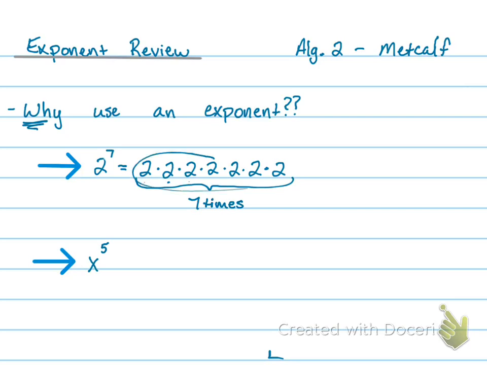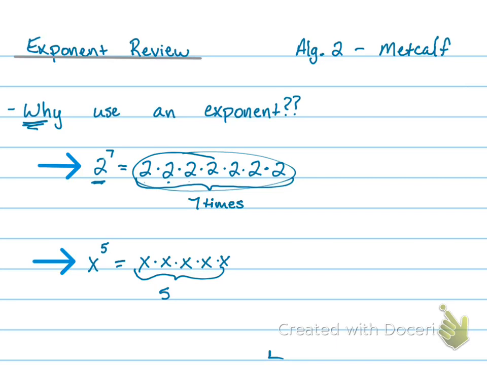Okay, so instead of writing out all that right there, we can say, all right, you know what? The short way to write this, if I fully understand what an exponent means, is 2 to the 7th power. It's the same thing for x to the 5th, so a variable to the 5th power. You got x times x times x times x times x. Again, this is 5 times.